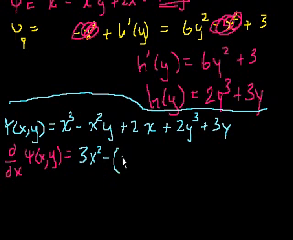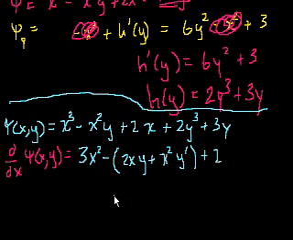So it's 2x times y times the first, plus the first function, x squared, times the derivative of the second function with respect to x. Well, that's just y prime, right? It's the derivative of y with respect to y, which is 1, times the derivative of y with respect to x, which is just y prime. Fair enough. Plus the derivative of this with respect to x is easy, 2. Plus the derivative of this with respect to x.